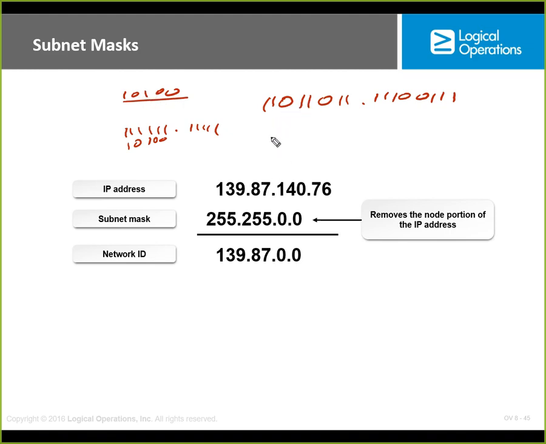The subnet mask, when we have all zeros, when we AND anything with a 0, we're going to get a 0. So what this is saying is it removes the node portion of the IP address. It's going to put zeros in the node portion. So what we're doing here is taking the IP address and ANDing it with the subnet mask. When we AND with the 1s, we're going to get 137.87. When we AND it with zeros, we're going to get zeros. So 0.0, that's going to be the network ID or the network address for this particular IP address.